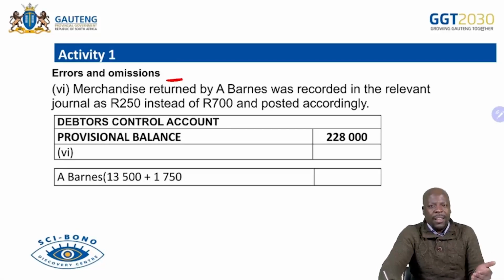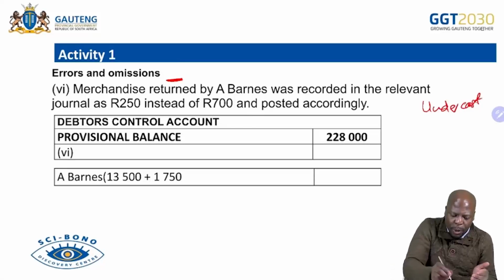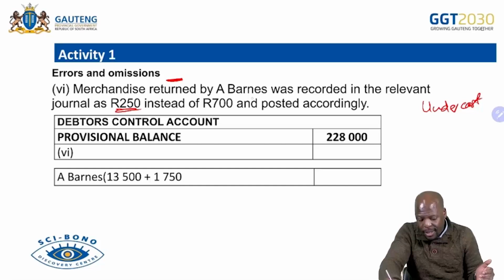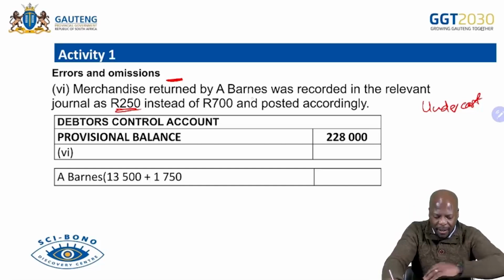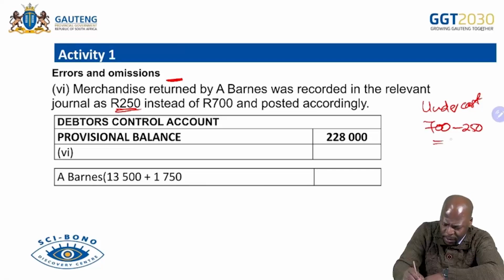So once we record less, it is under. We have undercast because we recorded 250 instead of 700. So we have understated the amount. Let's get the difference here. It was supposed to be 700. However, we recorded 250. What do you think is the difference? 700 minus 250. How much do you get, guys? You get 450.